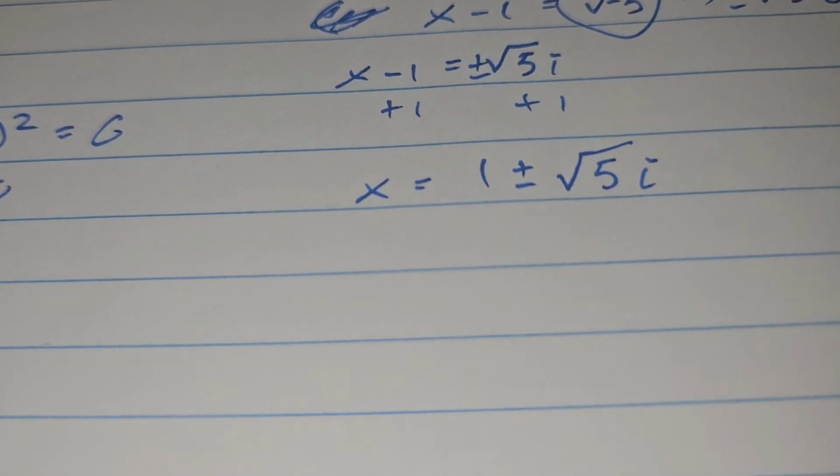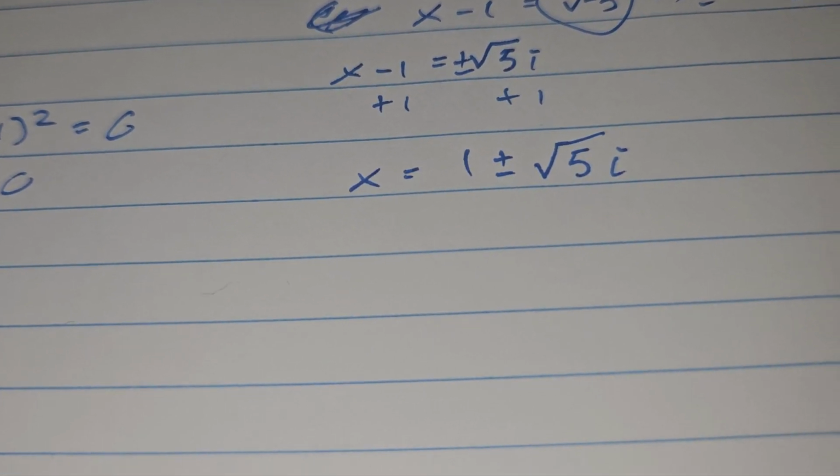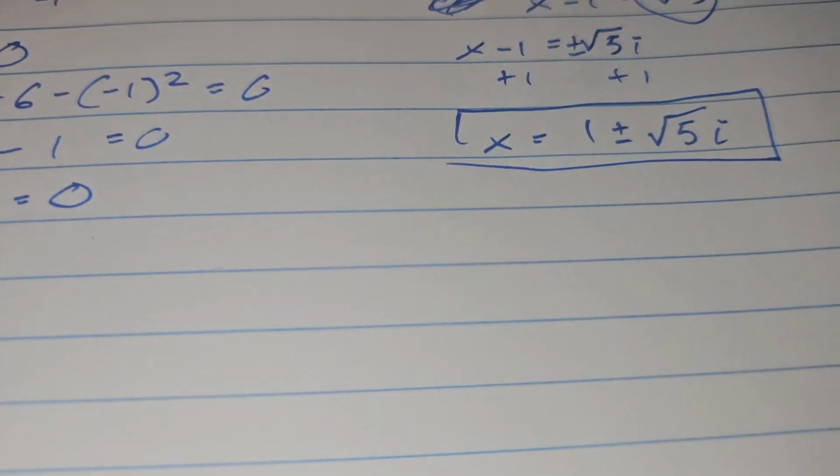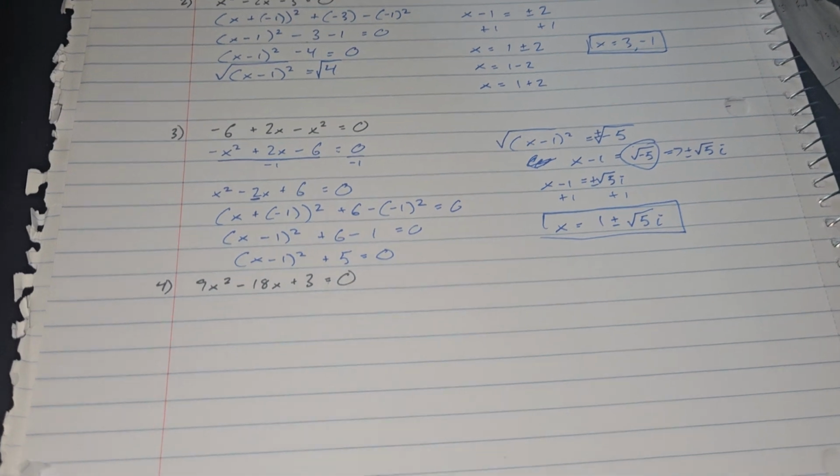Let me check my answer. X equals 1 plus or minus root 5i. Everything seems good. So that is how you do number 3. Let's go on to number 4.